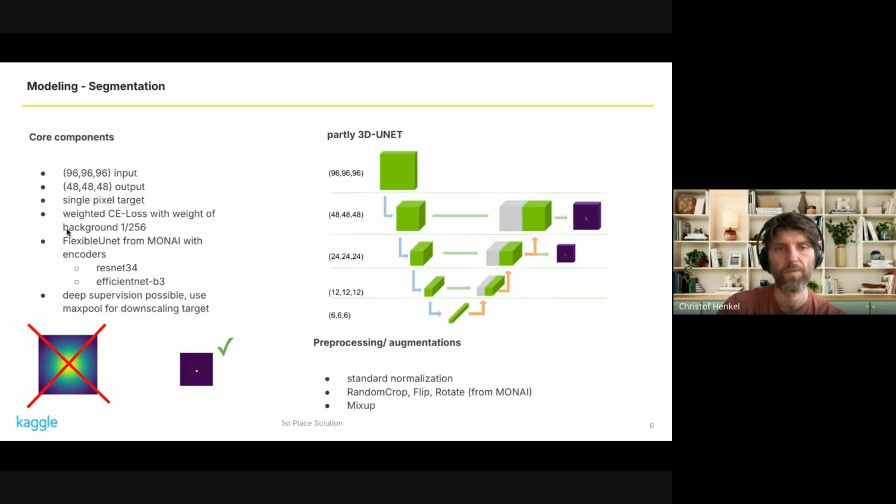So you basically downweight the background by a factor of 256. And this really helps to steer the models toward the actual problem, and not to spend too much effort in predicting those Gaussian balls and getting those Gaussian balls right.